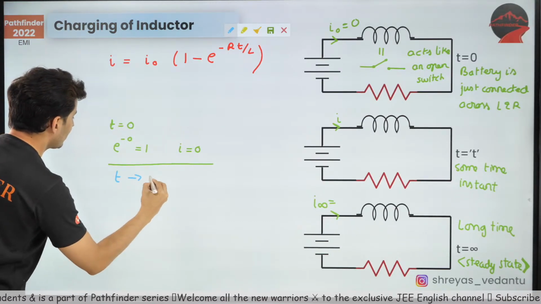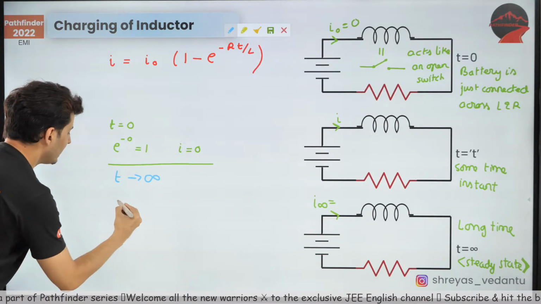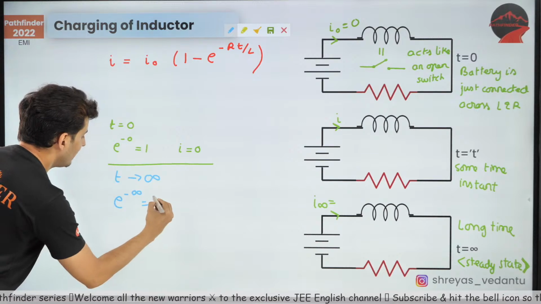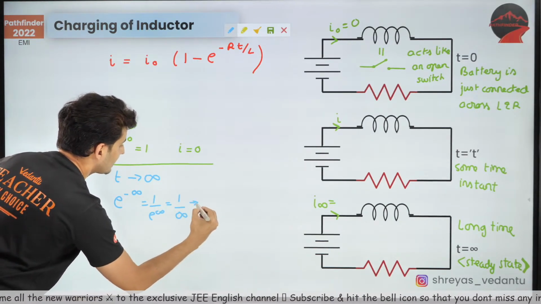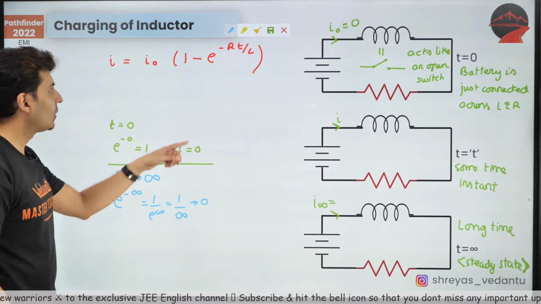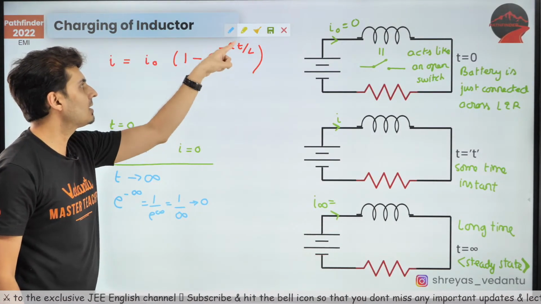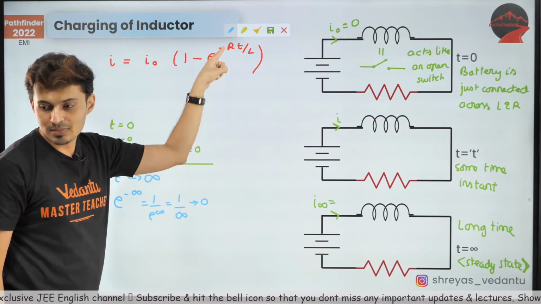Okay. Similarly, think this way. When time tends to infinity, then e raised to minus infinity will be 1 by e raised to infinity, which is 1 by infinity, which is nothing but 0. So this term will become 0.